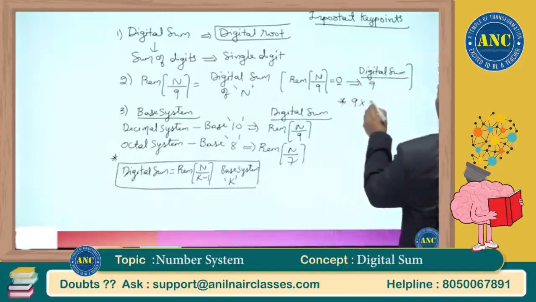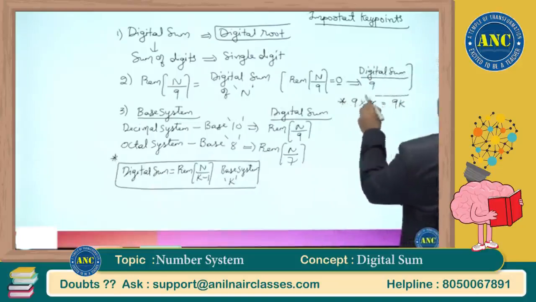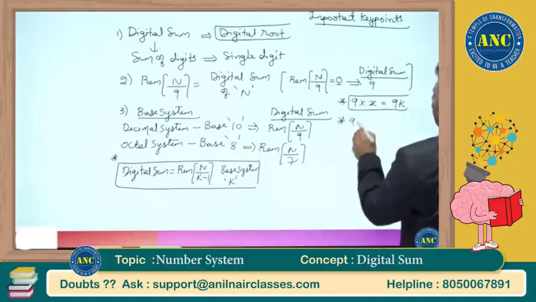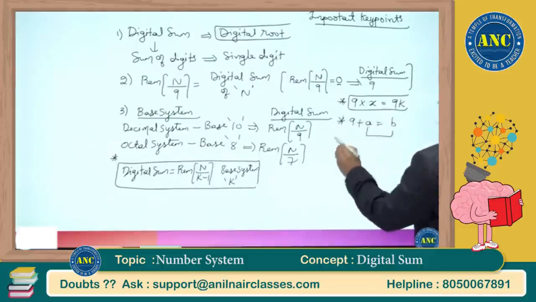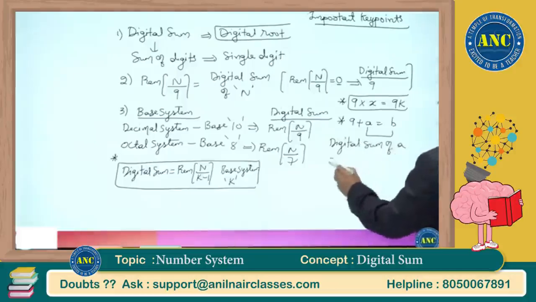What is the fourth key point we discussed? 9 multiplied by any number: the answer is a multiple of 9, and the digital sum will be 9. Suppose 9 is added to any number: the answer's digital sum will be equivalent to the digital sum of the number which got added. Digital sum of A is equivalent to digital sum of B.